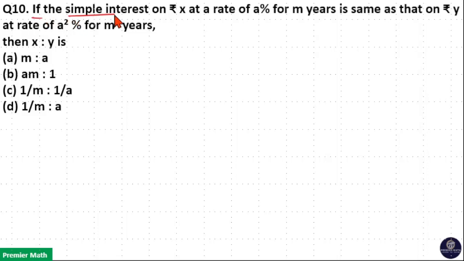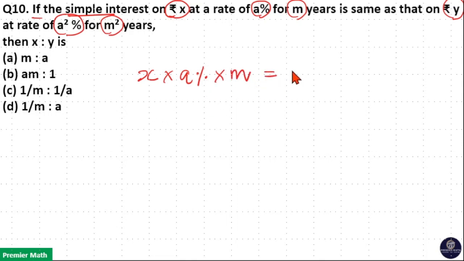If the simple interest on rupees X at a rate of a% for M years is the same as that on Y rupees at a rate of a square percentage for M square years. That is, here the simple interest on rupees X at a rate of a percentage for M years is the same as the simple interest on rupees Y at a rate of a square percentage for M square years. Now these both are the same.